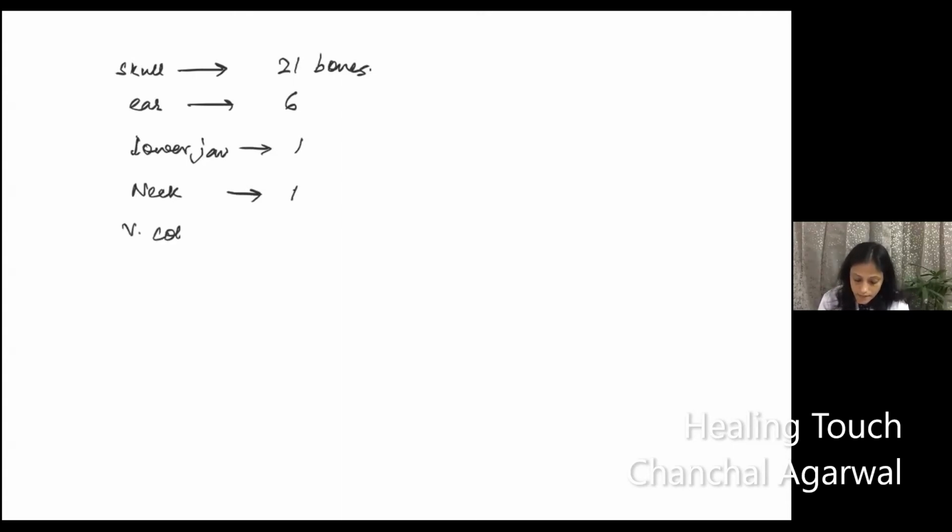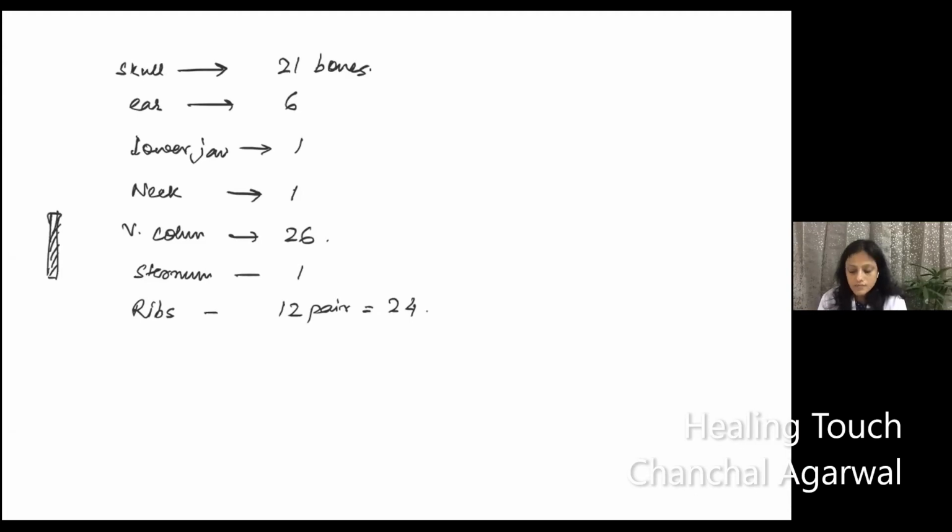Vertebral column, 26. Now you may say, why 26? What you know is 7, 12, 5, 5, 4. So the 5 of the sacrum are considered as 1, and the coccyx, 4 bones, are considered as 1 only. So if you count the total, it comes to 26. Sternum, 1. And ribs, 12 pair, that means 24. Sternum means a chest bone, central bone. So the total is 21 plus 6 plus 1, 1, 26, 1 and 24, which comes to 80 bones.